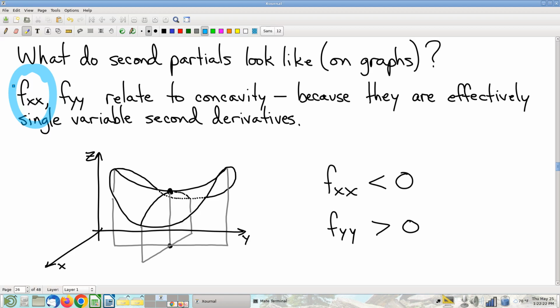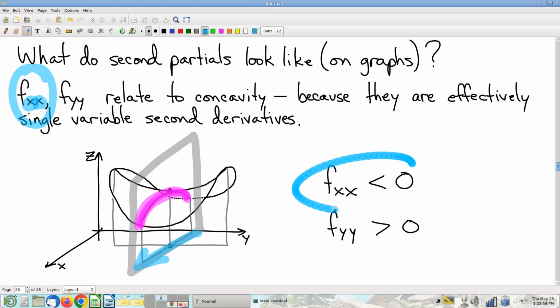Right? So really what you're doing when you're taking a second partial with respect to x is you are making y constant, looking at the cross-section for that constant value of y, and then you are taking a derivative with respect to x followed by another derivative with respect to x. In other words, you're taking literally the second derivative of the single variable function of x. And we already know what second derivatives do. They tell you about concavity. As I have it drawn here, the concavity is down. That means fxx is negative.